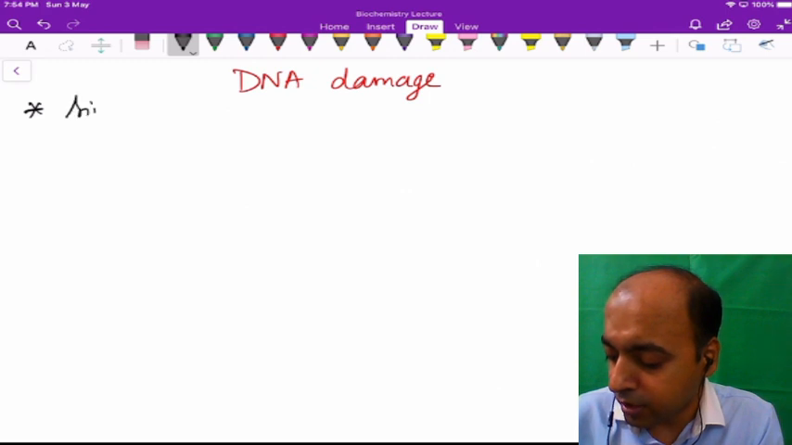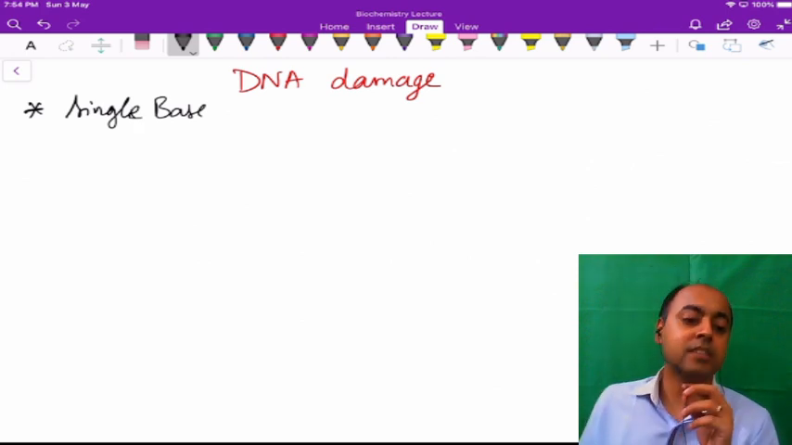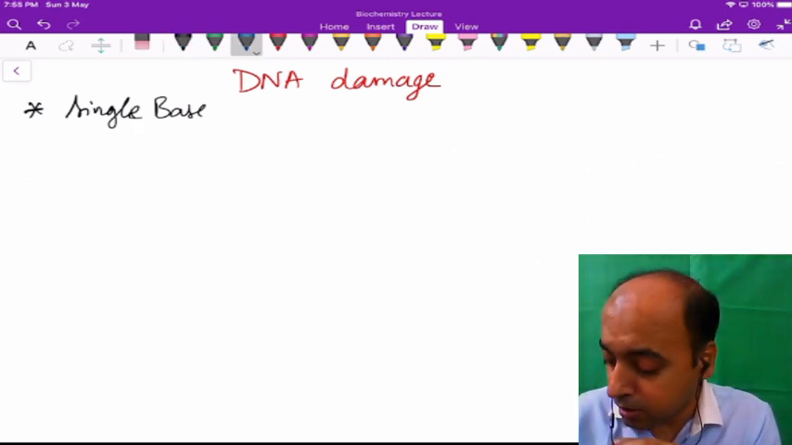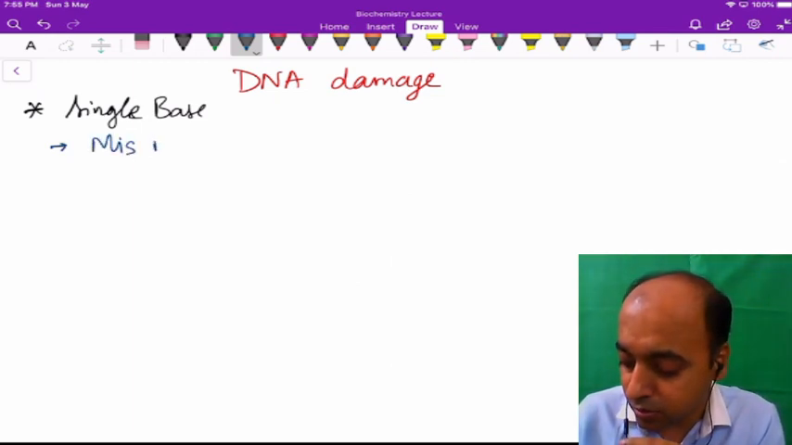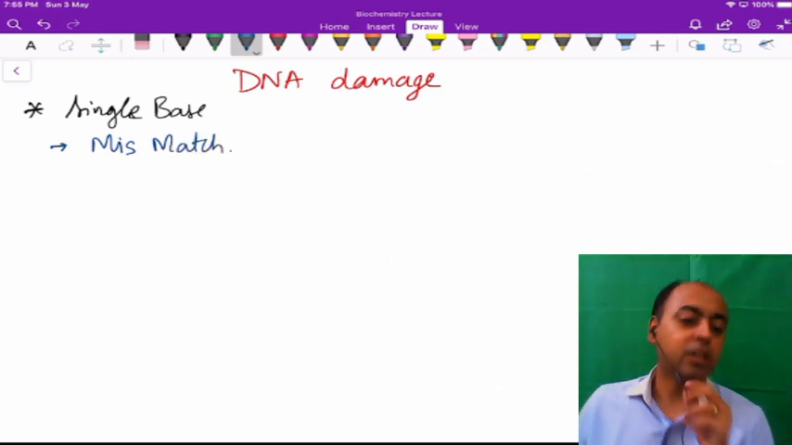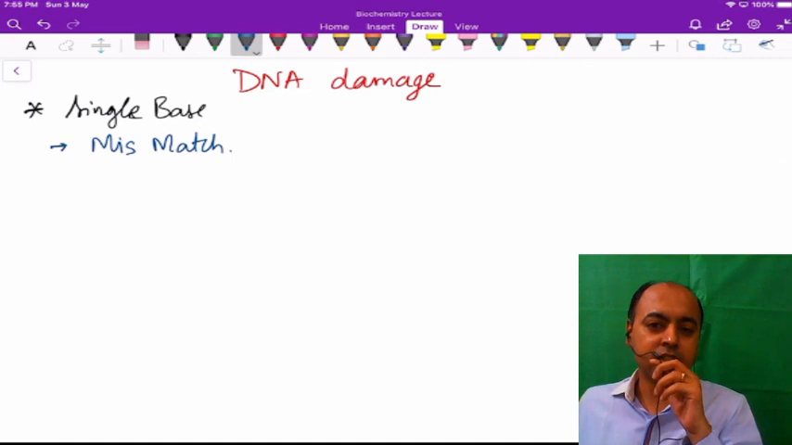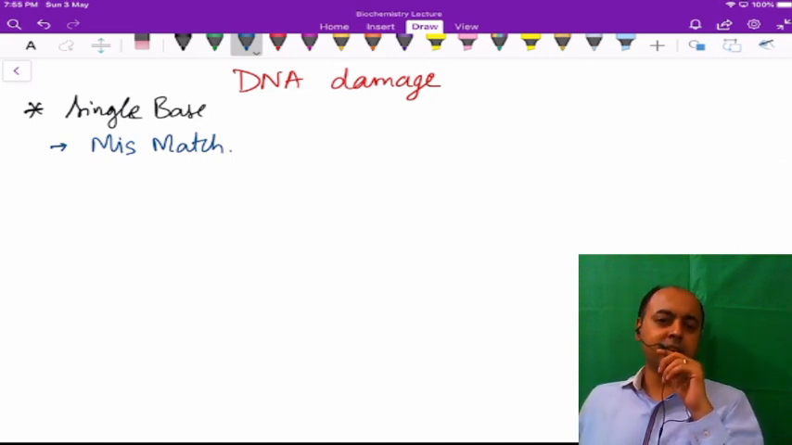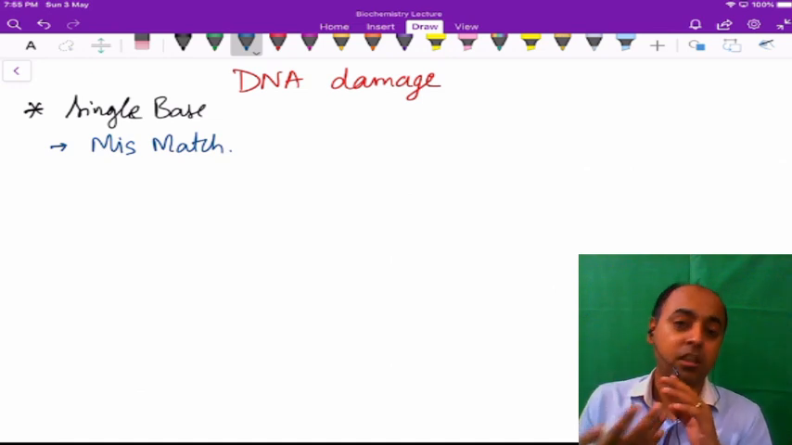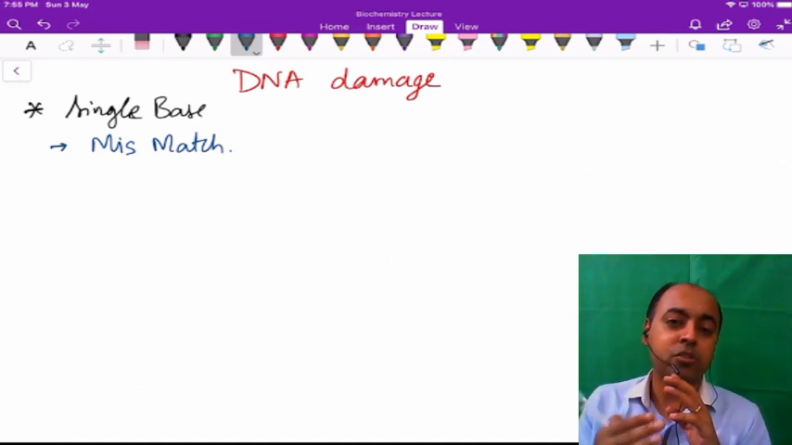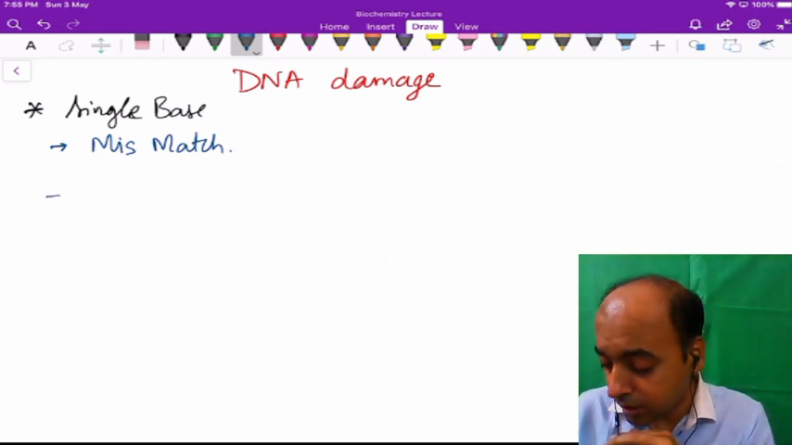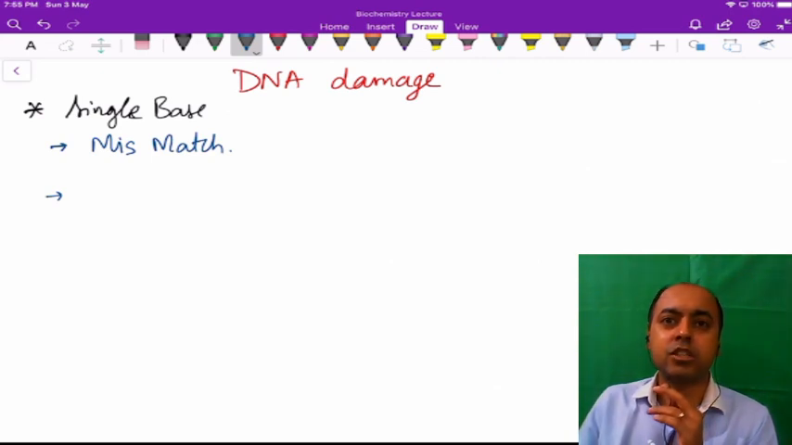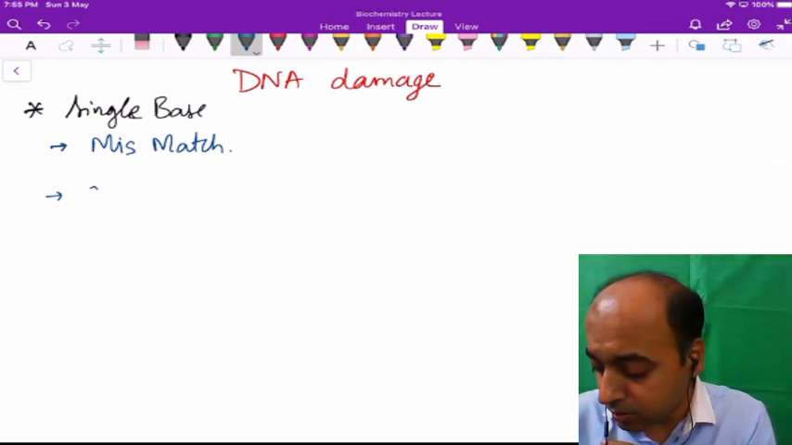First, the DNA damage involving single bases. Here you can have mismatch. When you're doing the replication, you are supposed to pair A with T, G with C, C with G, T with A, but sometimes in the hurry there can be some mistake. Instead of T in front of A, you put up C, so that's a mismatch. That is called the mismatch. And sometimes there can be spontaneous deamination.